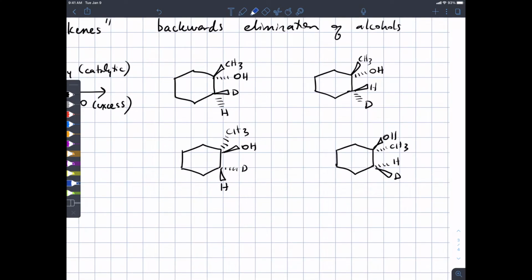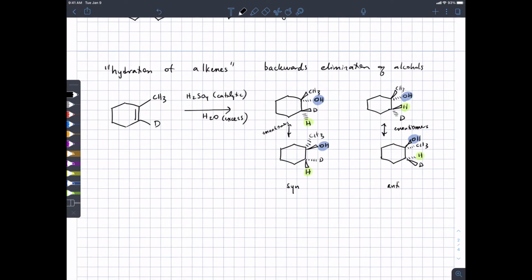So here you have the syn products, the syn diastereomers. Here you have the anti-diastereomers, where the OH and the hydrogen end up on opposite sides of the molecule. And then, of course, these two are enantiomers, and these two are enantiomers. Recall that enantiomers have to be formed in a 1-to-1 ratio, but diastereomers do not.